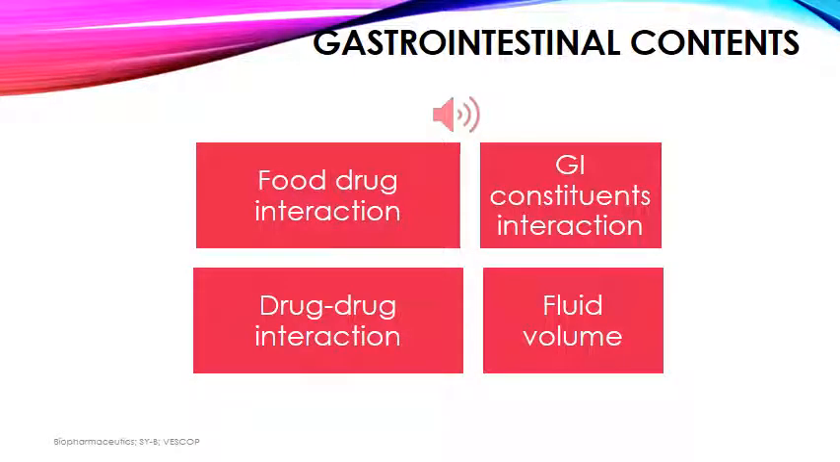Various enzymes and proteins are present in the GIT. Their interaction with the drugs leads to altered bioavailability. For example, chloramphenicol palmitate with the help of pancreatic enzyme gets converted to chloramphenicol, which then gets absorbed in the blood.